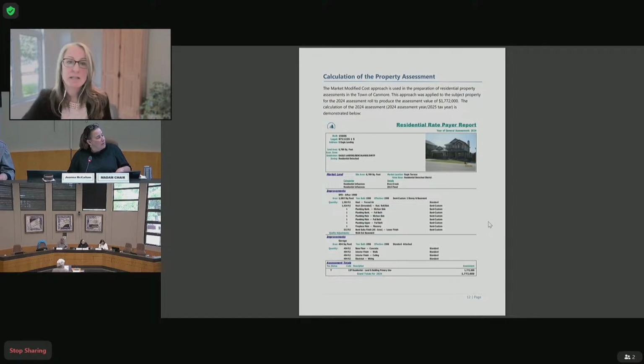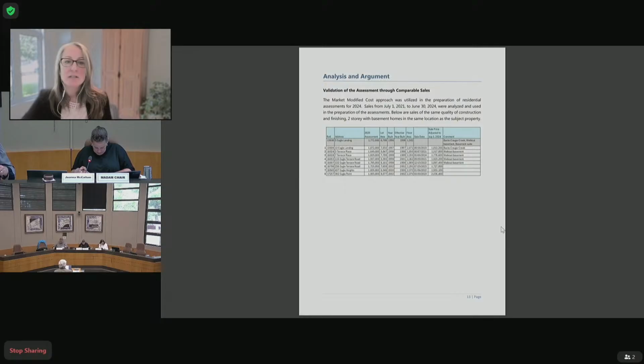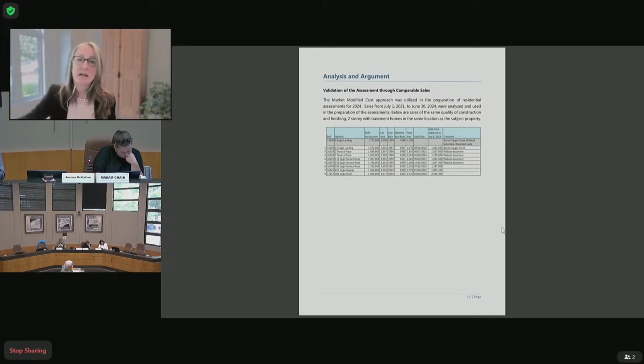Sure. So on pages 13 to 18, we have our analysis and argument. The subject property at 5 Eagle Landing is assessed at, as mentioned, $1,772,000. To determine whether this assessment is fair and reflective of market value, we compared it to several recent sales of similar properties in the area. And those are the sales that were used by the complainant. We're using the same sales. So these sales were provided to the complainant during the original inquiry period prior to the complaint being filed.